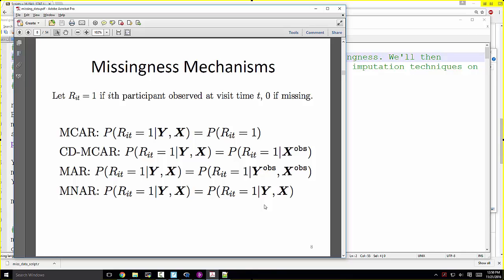The problem with doing that is that you're getting rid of a lot of information, potentially. If 20% of your individuals have at least one missing value, then you just lost 20% of your data. That's not ideal.